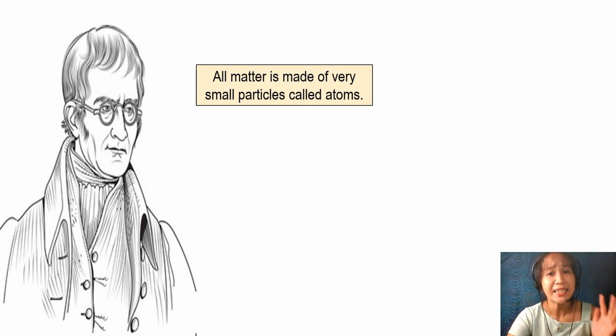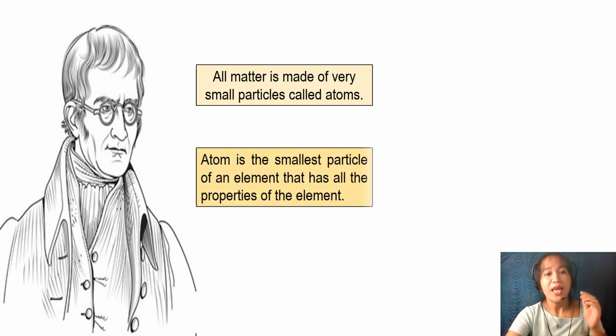About the atom were later challenged by other Greek philosophers, most strongly by Aristotle. The idea of the atom was not further explored until a little over 2 centuries ago when John Dalton presented concrete evidence that all matter is made of very small particles called atoms. And atom is the smallest particle of an element that has all the properties of the element. So that is according to John Dalton. Atom is the smallest particle of an element.